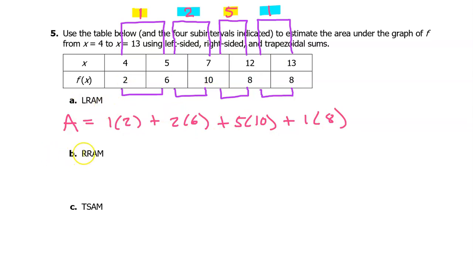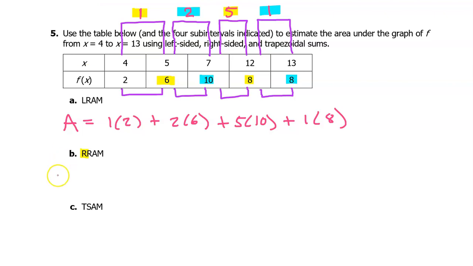For right rectangle approximation, the only thing that will change is instead of using the left height, we're going to now use the right height. So for the first interval, we will use the 6. For the second interval, we will use the 10. For the third interval, we will use the 8. And for the fourth interval, well, it's still an 8.